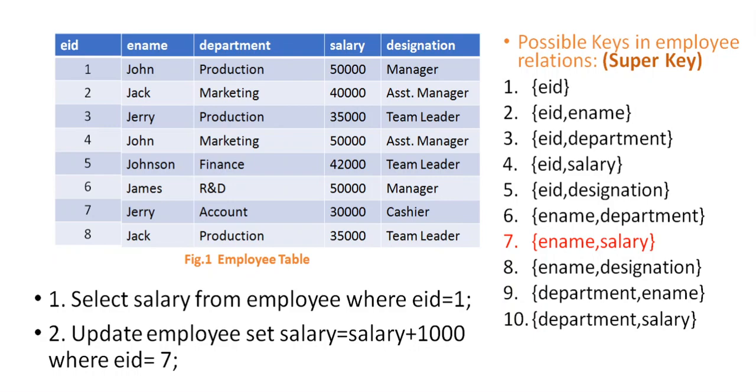We are talking about this data only. Then another is department and designation. So department and designation cannot be a key. See, whatever sets are written in red color, all those sets are not keys, and whatever sets are written in black color, all those are keys. Now see number 11, department and designation. In the production department there is one manager.